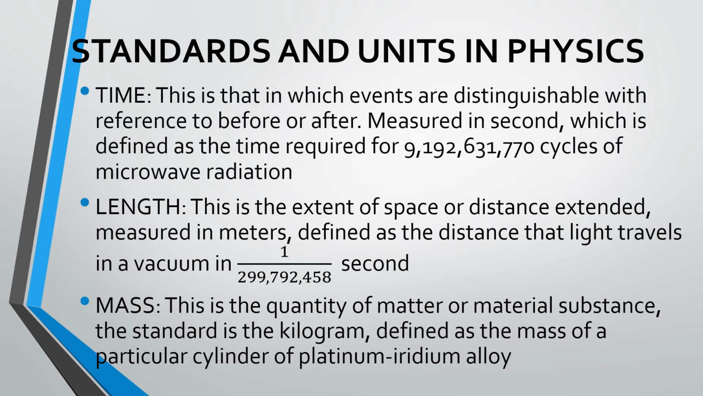And finally, I'm going to be talking about time. I chose these three because these are the basic fundamental quantities. There are so many other quantities, and if I were to tell you about their standard measurements, it would take a long time. So we have time. Time is that in which events are distinguishable with reference to before or after. The standard measurement for time is the second, and the second is defined as the time required for these various cycles of microwave radiation.